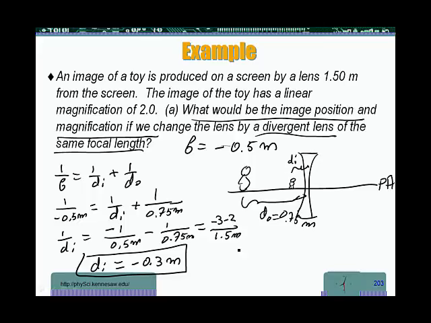Now to find the magnification, it's easy. Magnification is minus di over dO, so we just plug in the values, minus of minus 0.3 over 0.75. Minus and minus gives us a plus, and then we have 0.3 over 0.75. I'm calculating this on the side, so that comes out to be 0.4. Plus 0.4 is our magnification.